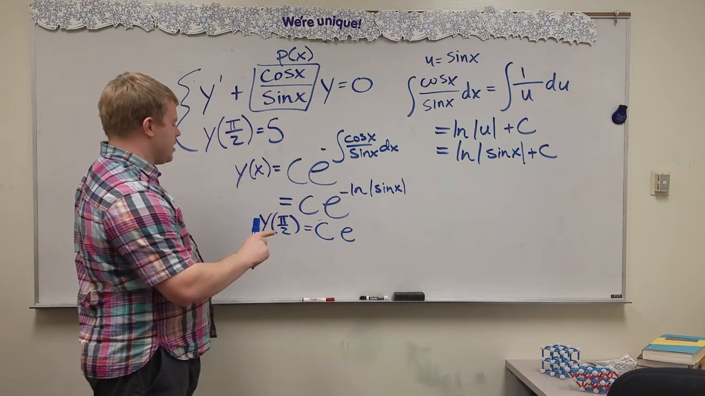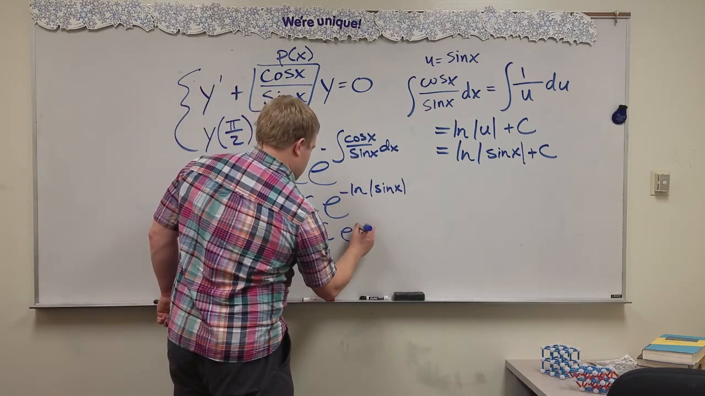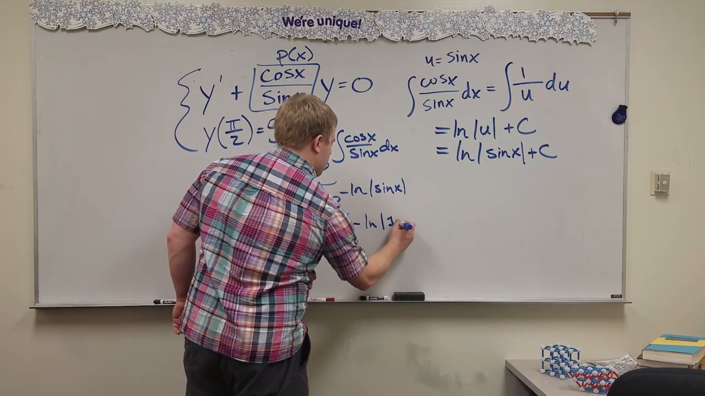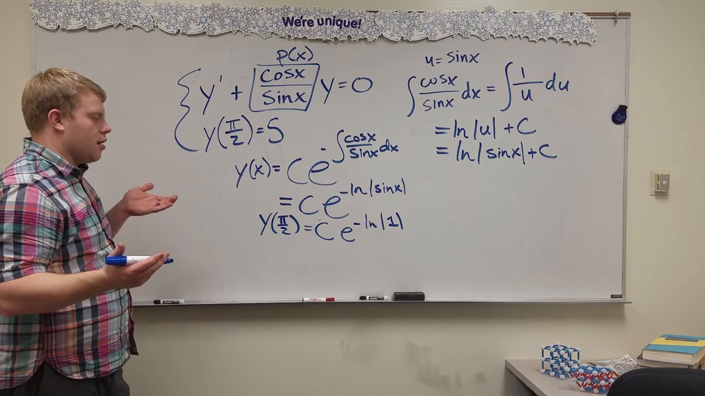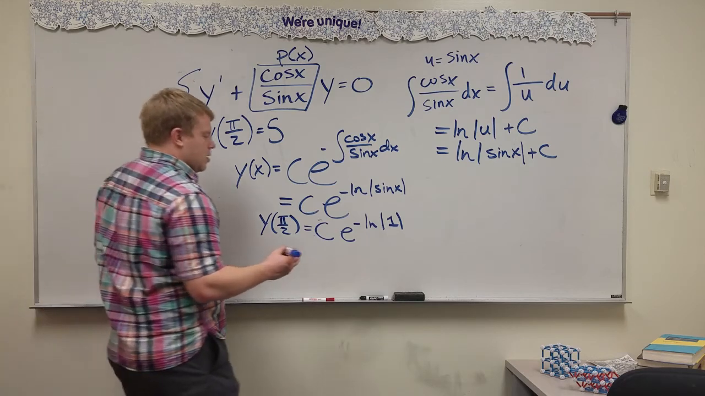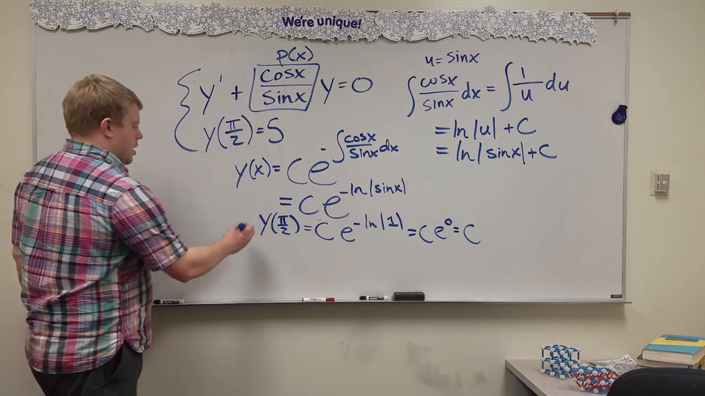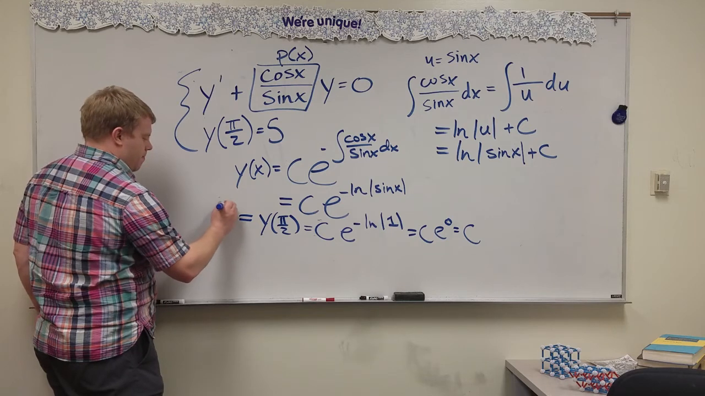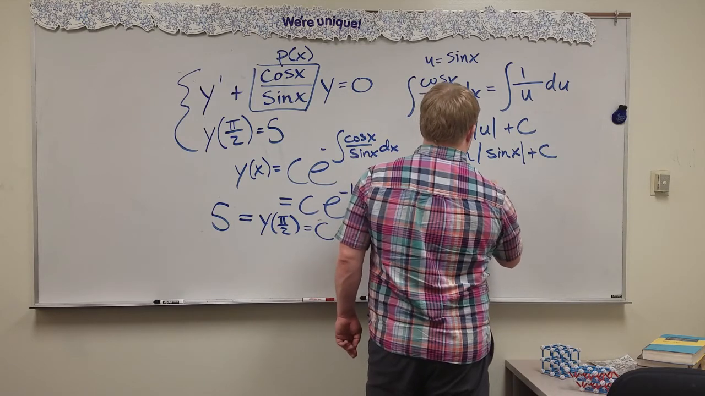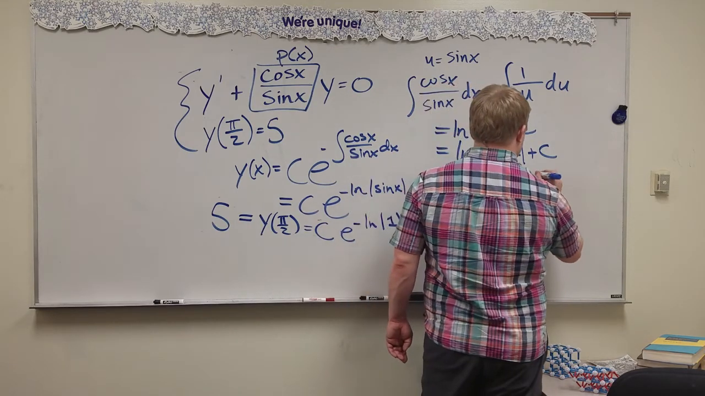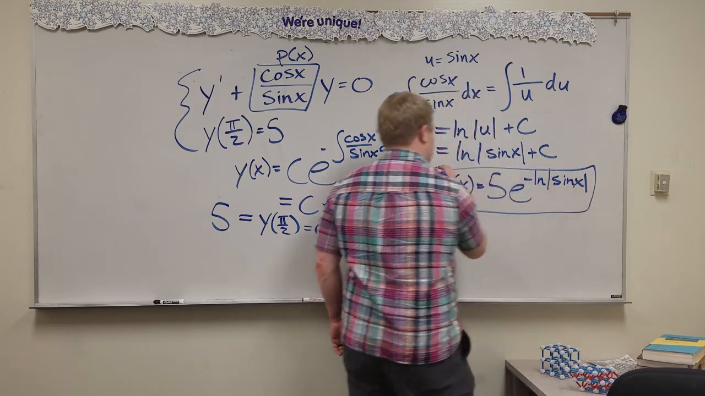Okay, what is sine of pi halves? That is 1. Absolute value of 1, of course, is 1, and natural log of 1 is 0. So that means that this is c times e to the 0, which just equals c. Cool. It might have been complicated, but it wasn't. So we're just going to set c equal to 5, and therefore our answer is 5 times e to the negative natural log of the absolute value of sine of x. And we are done.